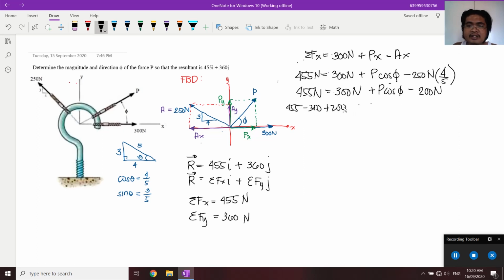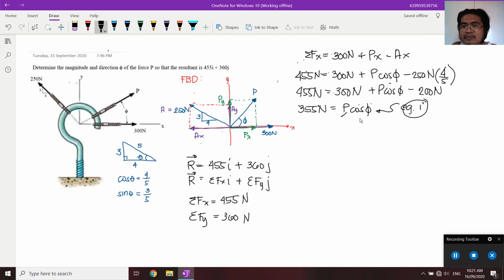Is equal to P cosine phi. So, that is 455 minus 300 plus 200, 355. Yan po. So, pakita lang natin. So, that will be 355 newtons is equal to P cosine phi. So, hindi pa rin natin masosolve. Let this be equation number 1. So, familiar dun sa mga una natin example na po.